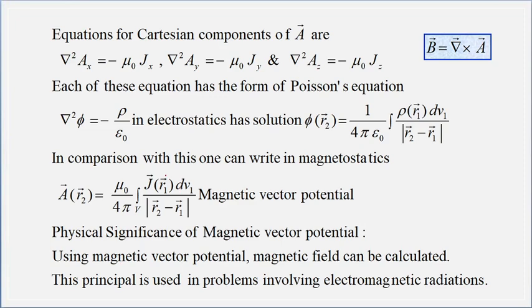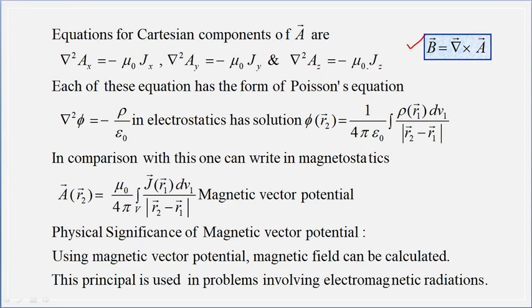Now in Cartesian components, for the x component, with vector B equal to del cross A, the Poisson's equation is del square Ax equal to minus mu naught Jx, where Jx is the x component of current density. Del square Ay equal to minus mu naught Jy, where Jy is the y component of the current density, and del square Az equal to minus mu naught Jz, where Jz is the z component of current density.